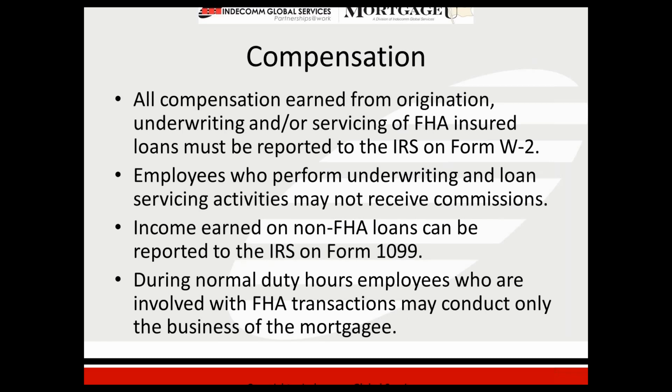It is okay to pay a bonus for underwriters and those who are paid salary, but if you perform underwriting or loan servicing activities, you may not receive commissions. Income earned on non-FHA loans can be reported to the IRS on a 1099. During normal duty hours, employees who are involved with FHA transactions may only conduct the business of the mortgagee or the lender.